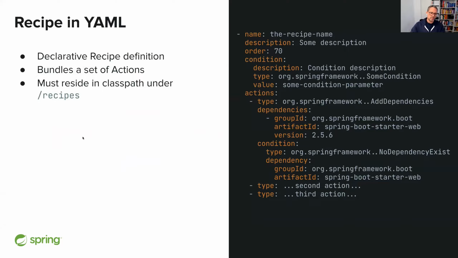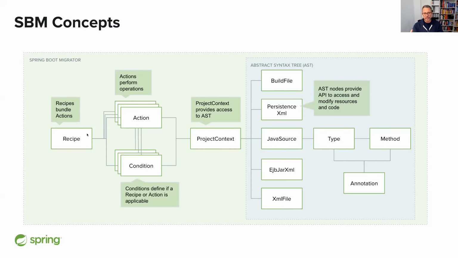So a recipe bundle is a set of actions, and each recipe and each action has a condition which defines if this recipe in total, or some of the actions in the set of actions, are applicable or not. Only the ones that are applicable are run. And if nothing is applicable, or the recipe itself shows not applicable, it's not going to be shown in the list of applicable recipes after scanning the project.